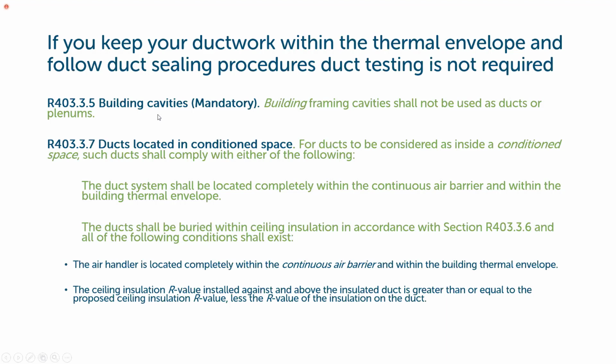You cannot use building cavities as ducts or plenums. So stapling up tin to the bottom of a floor joist is not an acceptable return for the HVAC system. In order for ducts to be considered within the conditioned space, you need to meet these two requirements here. You need to be completely within the continuous air barrier and within the thermal envelope.